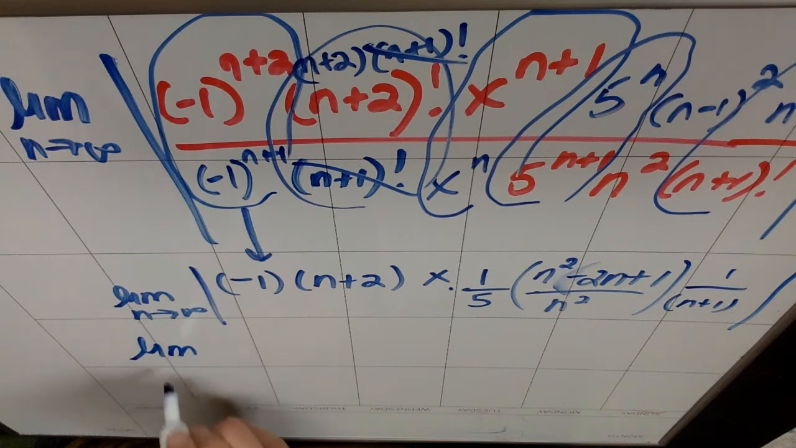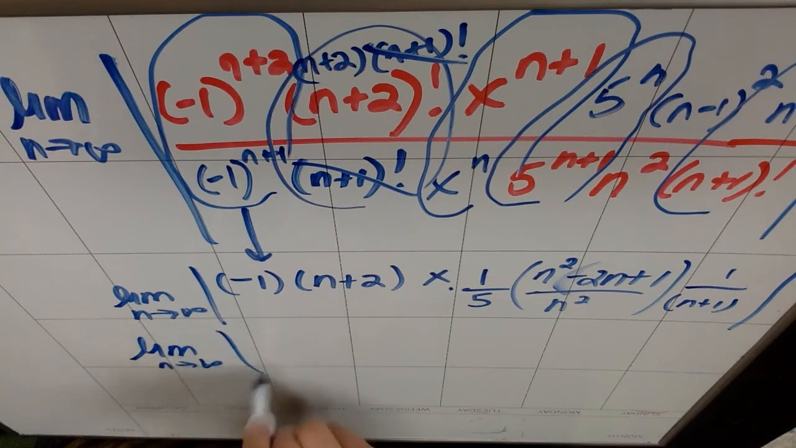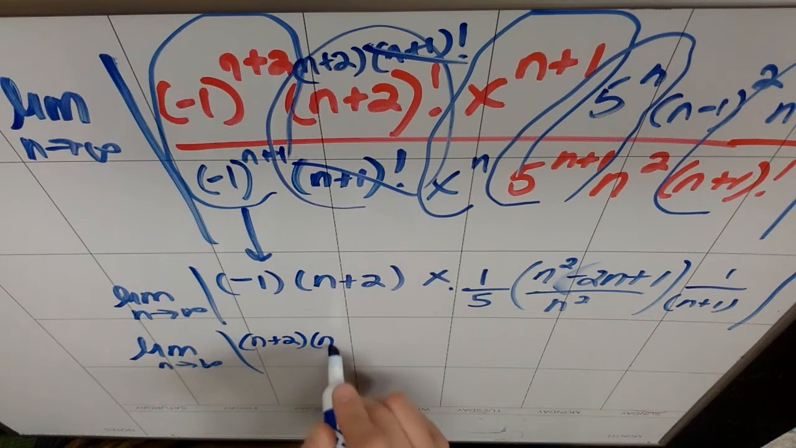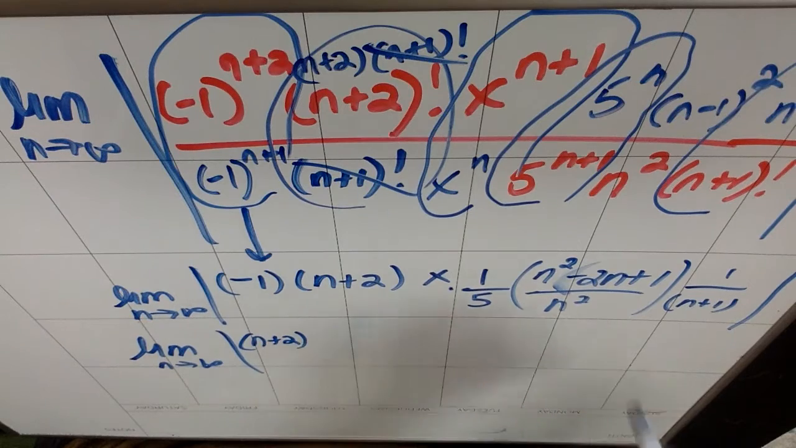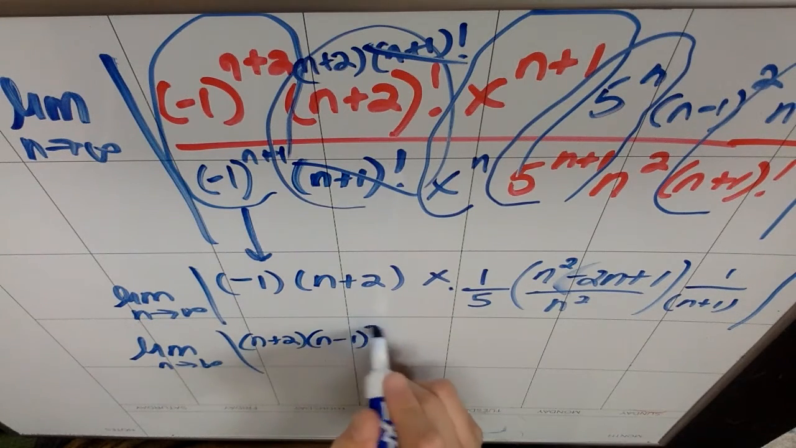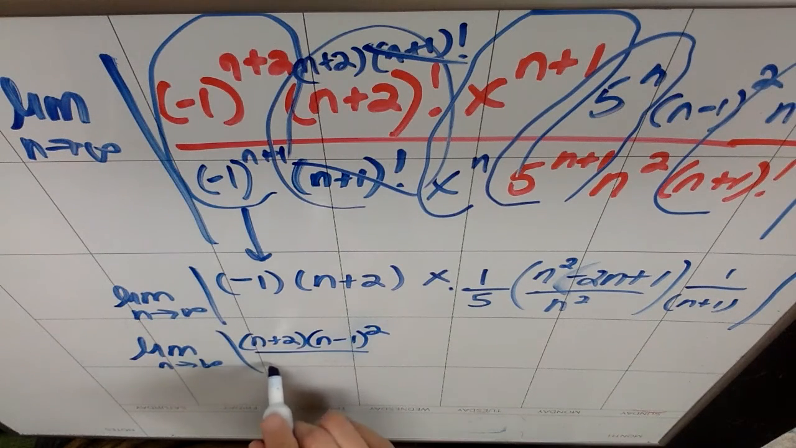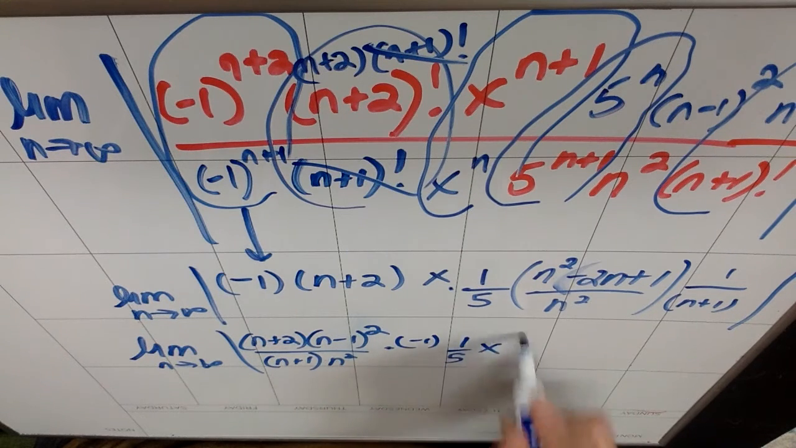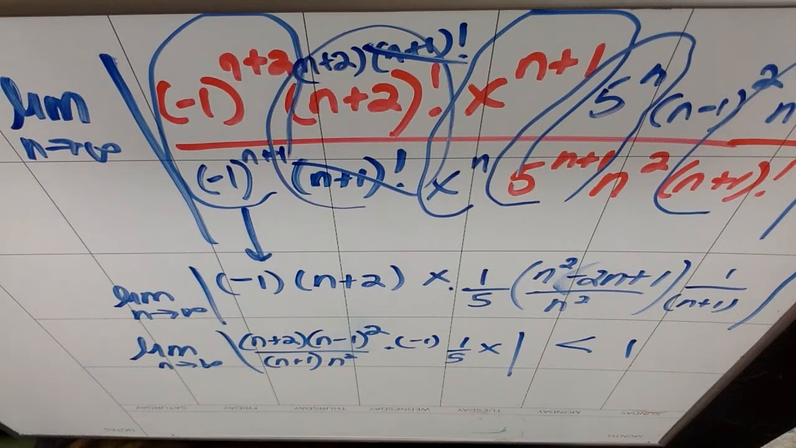Seems to me that if I move all my n nonsense to the front, I'm not actually going to worry all that much about the negative 1, but we can talk about it in a sec. So it seems to me like I have an n plus 2 times, and honestly, you could have left it as an n minus 1 quantity squared if you want. It doesn't really matter. If you had chosen to leave this as an n minus 1 quantity squared, I promise it won't make a difference, and I'll show you in a sec. And then an n plus 1 times an n squared, right? And then what seems to be left is this negative 1, which again won't really matter much, and a 1/5 times x. Cool. All of that is supposed to be less than 1 in the ratio test.